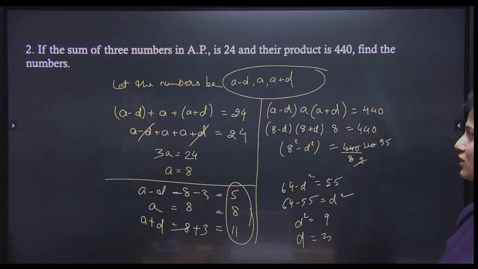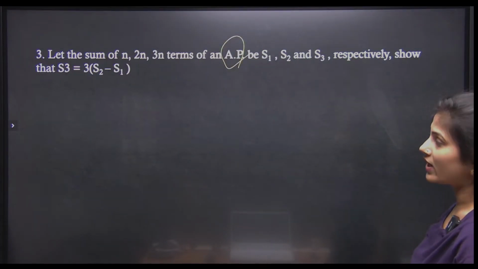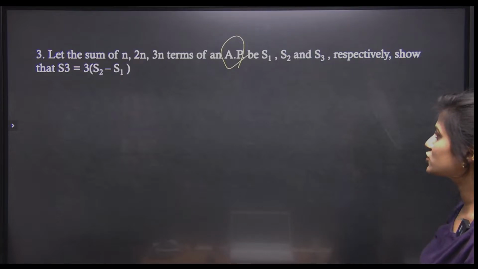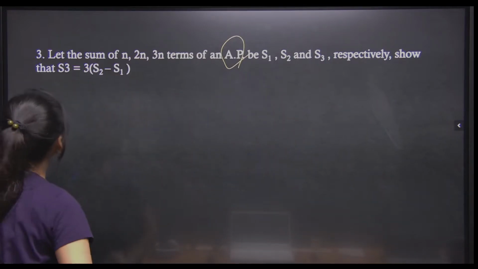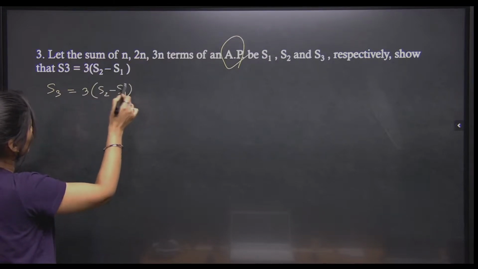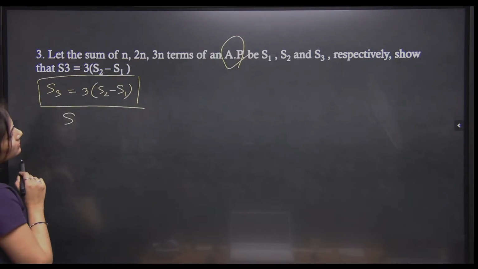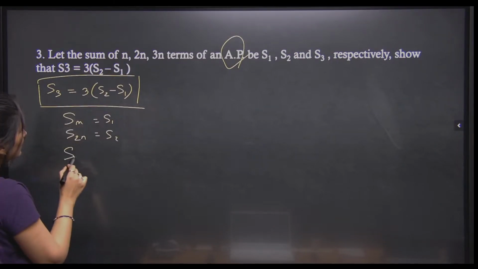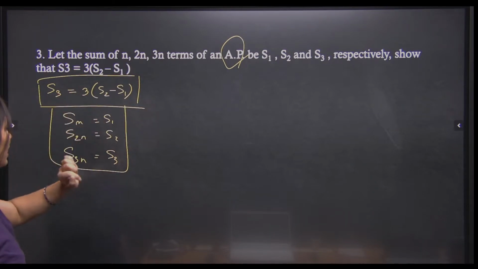Now moving on to question number 3. Again this is a question of AP. The question says let the sum of n, 2n, 3n terms of an AP be S1, S2 and S3 respectively. Show that S3 is equal to 3 times S2 minus S1. So it is actually 3 at the subscript. So we have to show that S3 is equal to 3 times S2 minus S1. Okay, this is the question that we need to prove. And the question says the sum of n terms is S1, the sum of 2n terms is S2 and the sum of 3n terms is S3. That's it. So this is the complete data given in the question and we have to proceed further.